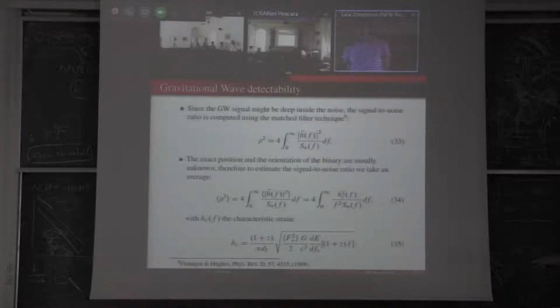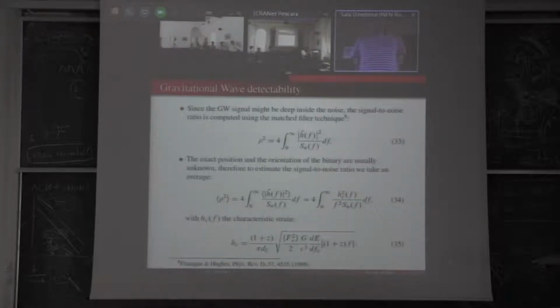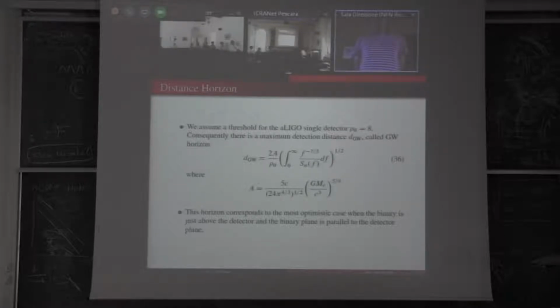But we don't know the exact position and the orientation of the binary. It's usually done to make an average over these angles, and we have the equation where we take the characteristic strength. With this we can also include the detection threshold, so this signal-to-noise ratio is equal to 8. And therefore we have a maximum detection distance for the gravitational wave horizon.